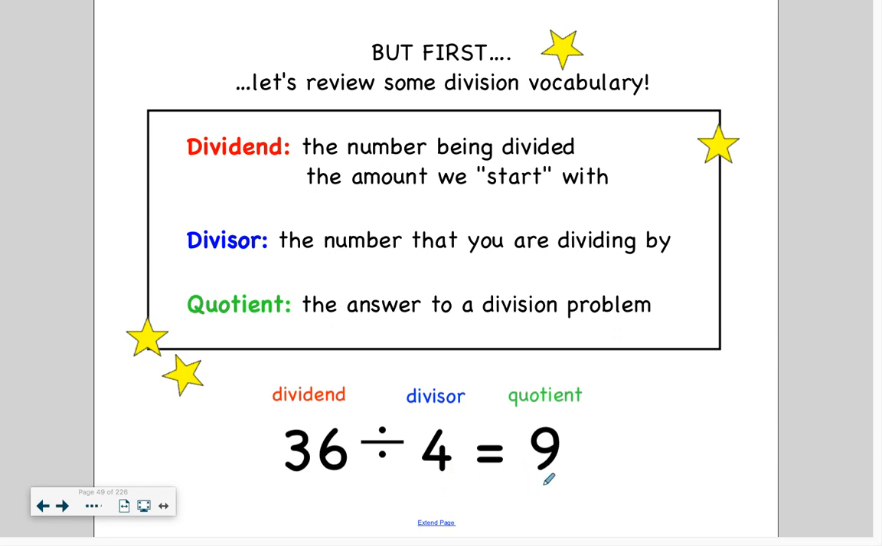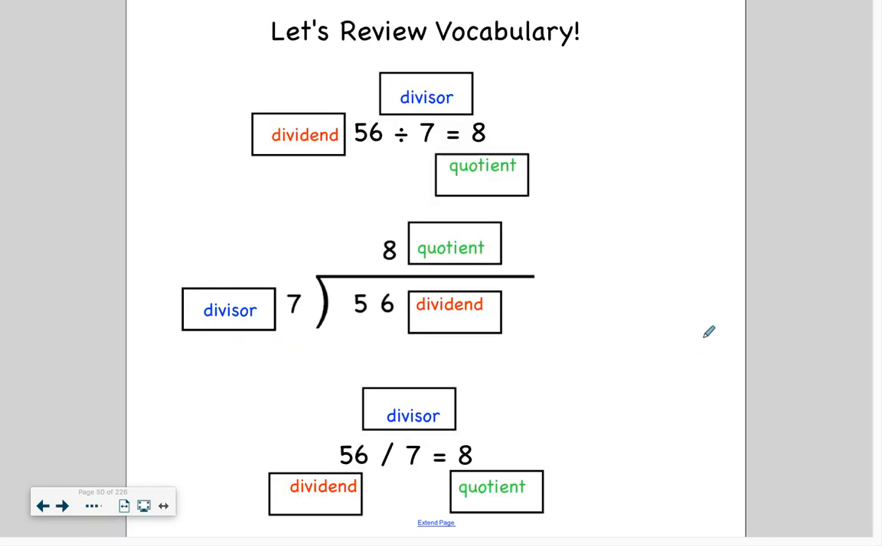Quotient is a fancy way of saying an answer to a division problem. Our quotient or answer for 36 divided by 4 is 9. Notice where our quotient is in each of these different setups. When we start with 56 divided by 7 equals 8, our answer is right here. We started with 56, we divided it by 7, and we got an answer of 8.